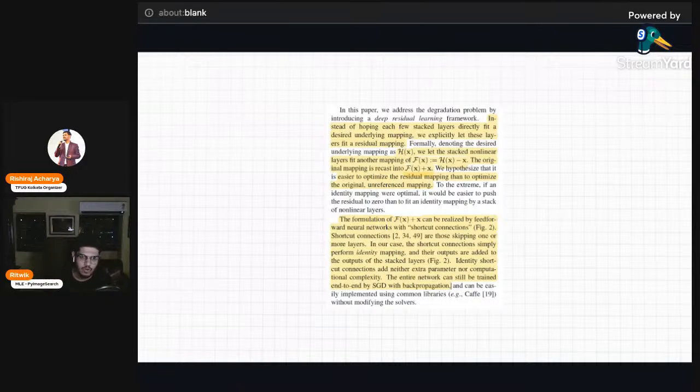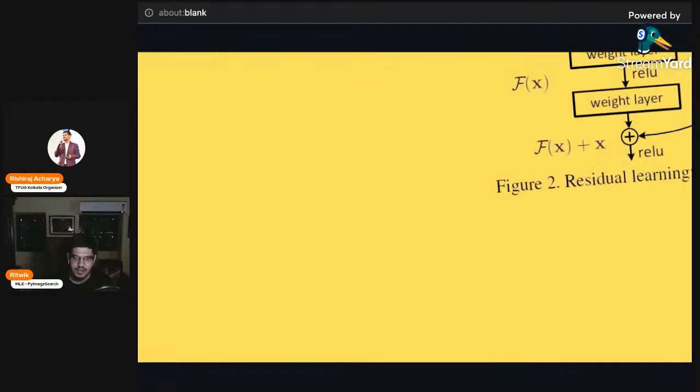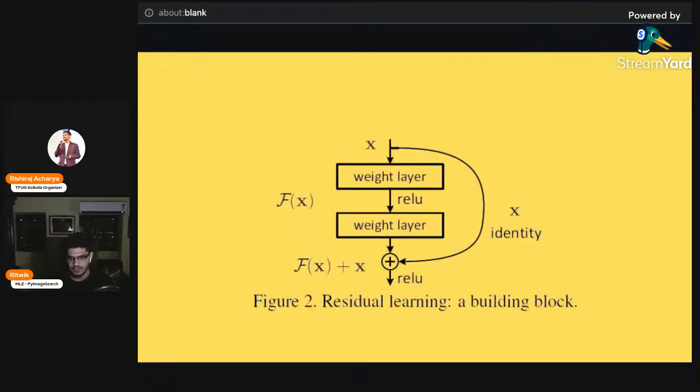So the desired output is of course the extracted features, but the input is the original message or the original information. So if you try to learn the residual, that will make the function learn a lot better. That's what they are suggesting, and this is achieved using shortcut connections or skipping certain layers.